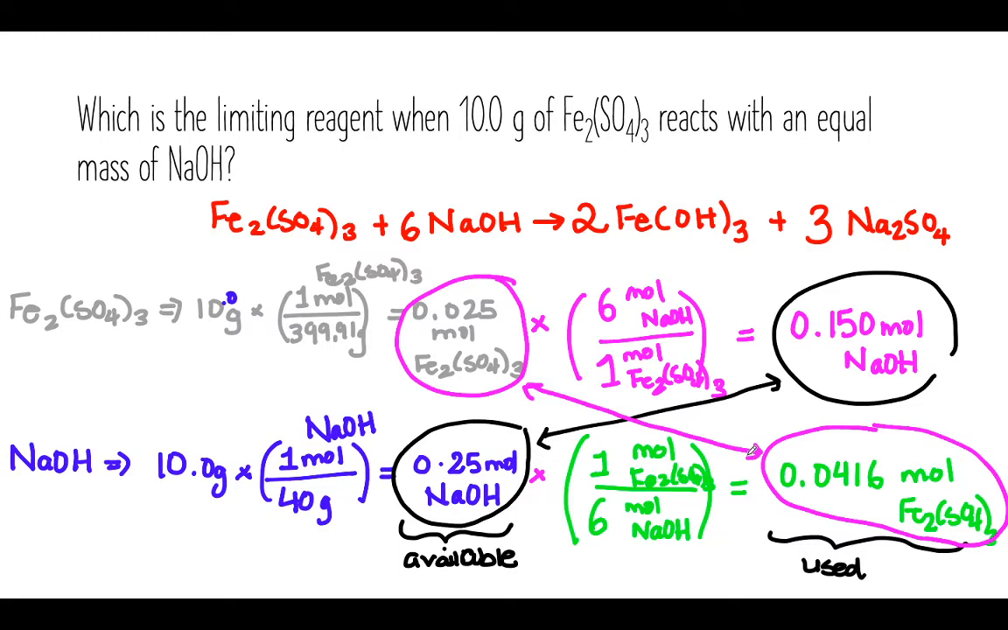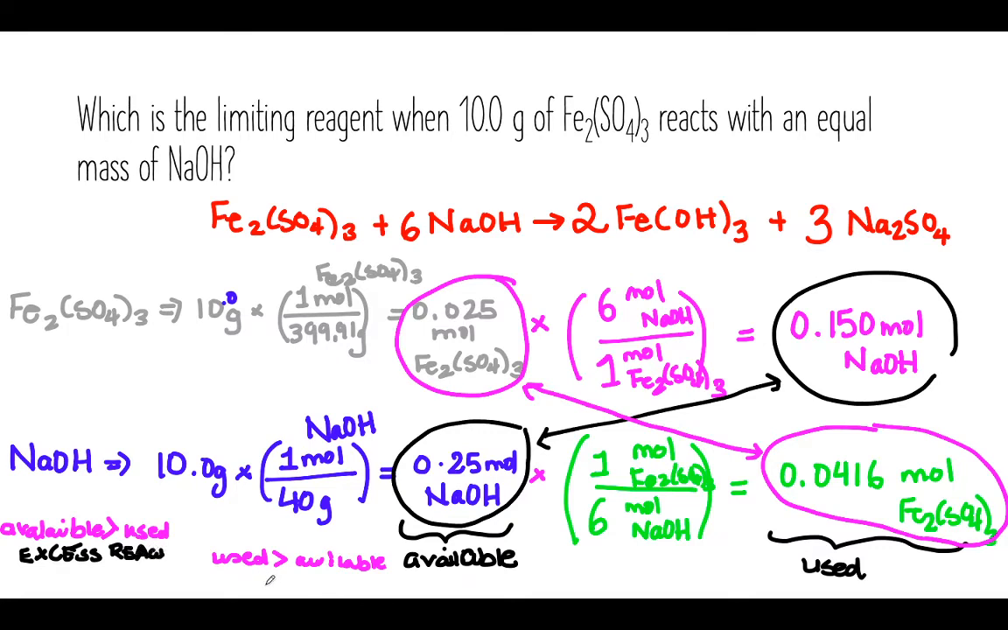You will notice that for one reactant, the available is greater than the used. Okay? And you'll notice that for another, the used is greater than the available. So whichever one has available more than used, that is going to be your excess reagent. Whenever available is more than used, you have your excess reagent.